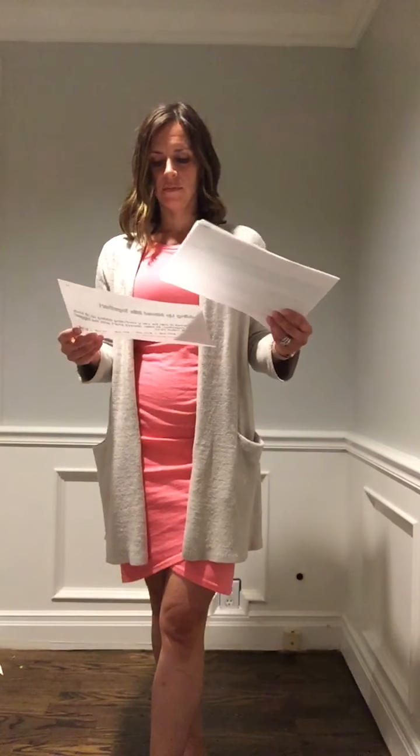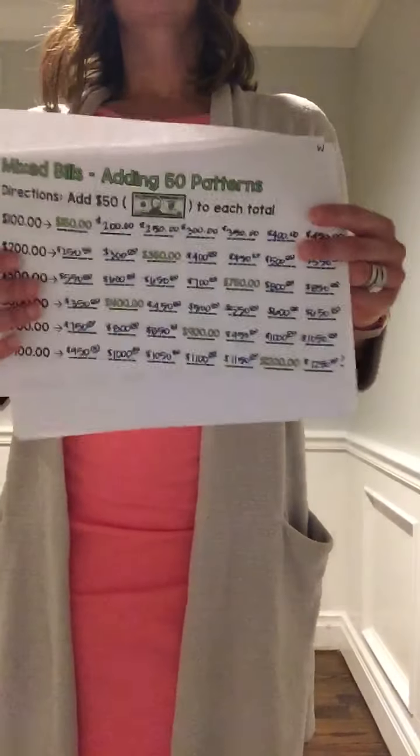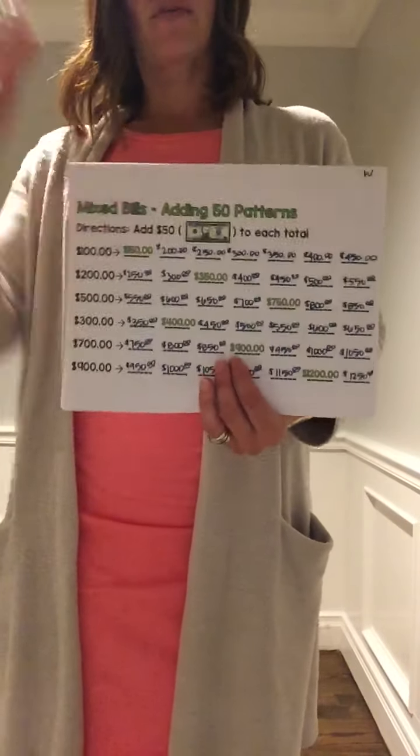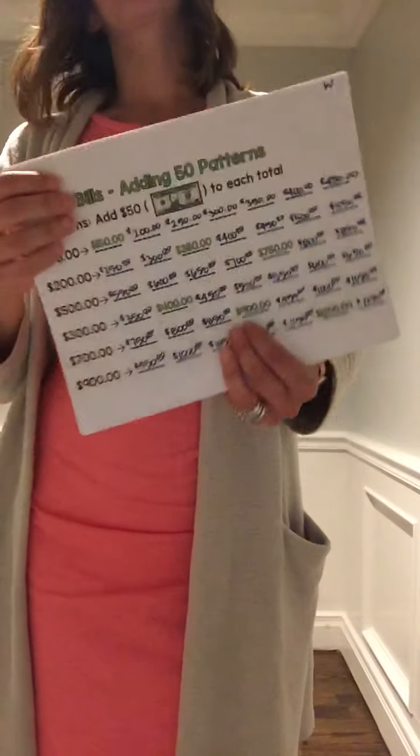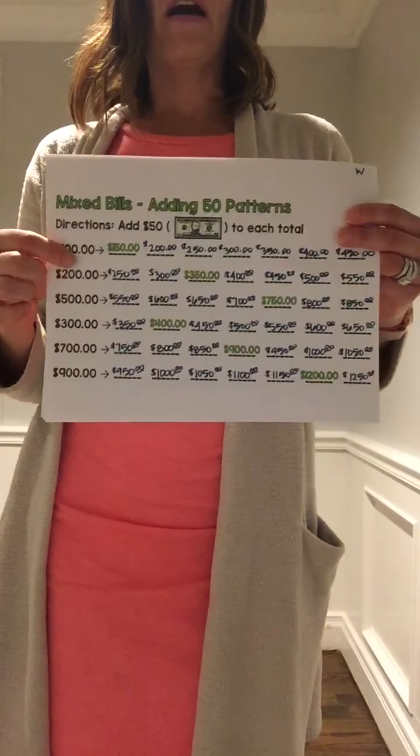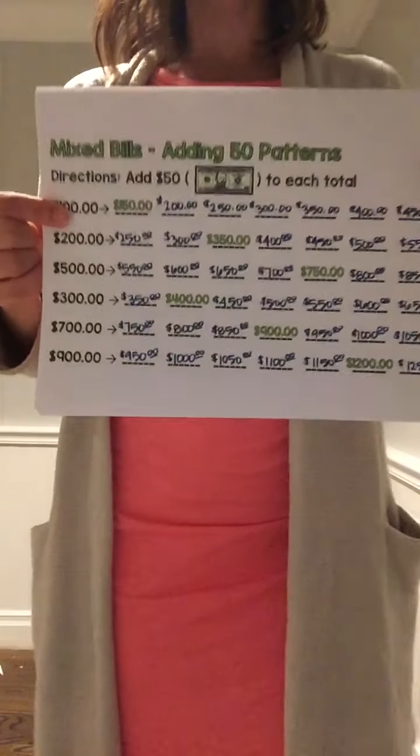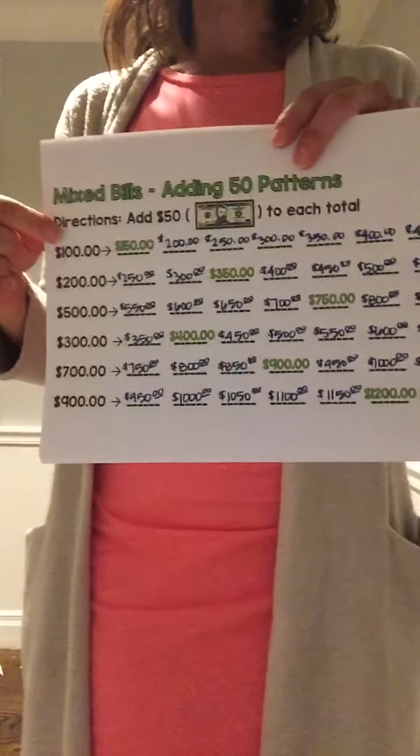So let's practice doing that here. Sorry, I was just looking at the sheet. So we're not practicing that quite yet. We're still going to practice helping us find patterns. So really right here, you're just adding $50 bills again.